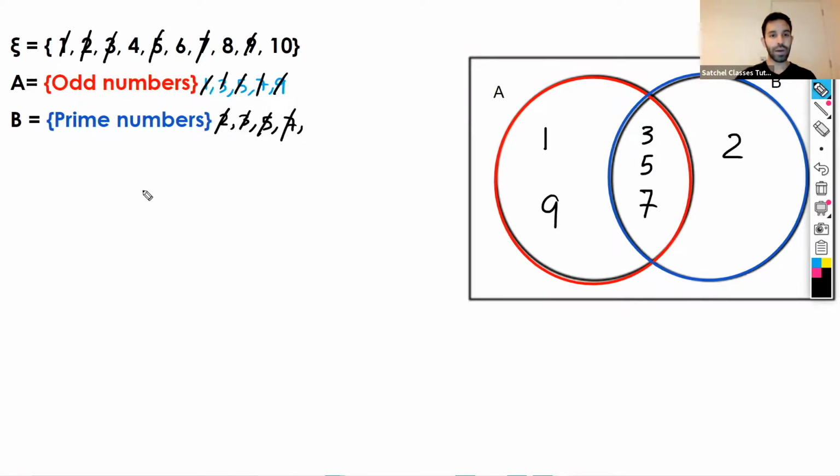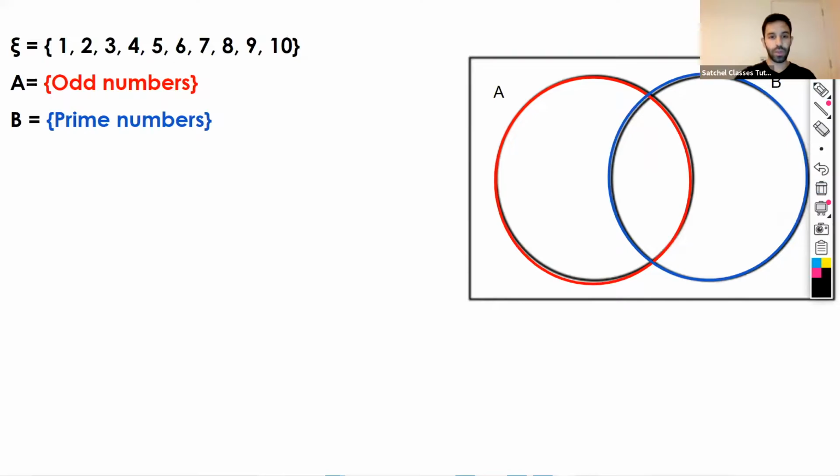And now the only numbers that are remaining are 4, 6, 8, and 10. So they go outside of A and B in our box. So we're going to have 4, 6, 8, and 10. And now we can see I've crossed out all of my numbers. So that means I've used them in my Venn diagram. But I'm just going to check. I've got 1, 2, 3, 4, 5, 6, 7, 8, 9, and 10. So this is what my Venn diagram will look like.